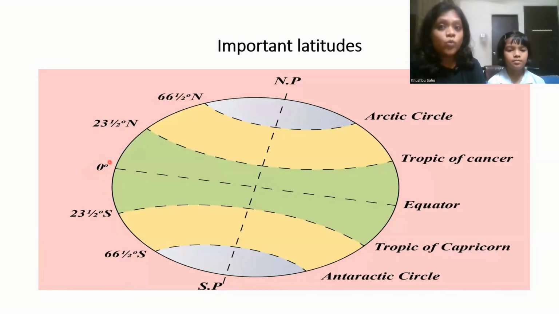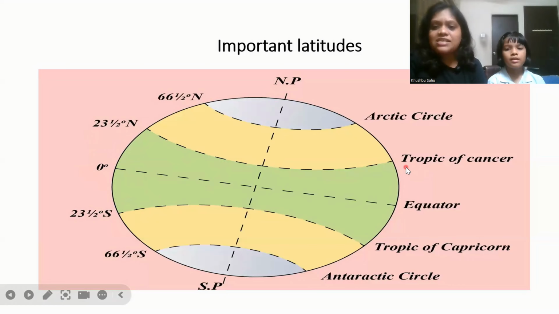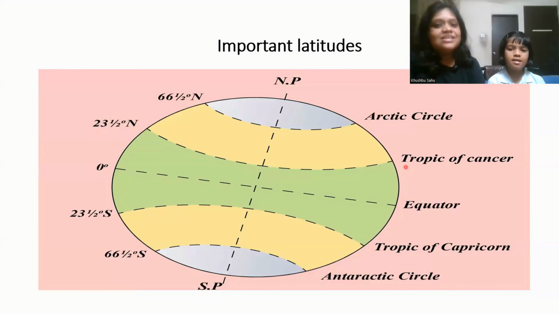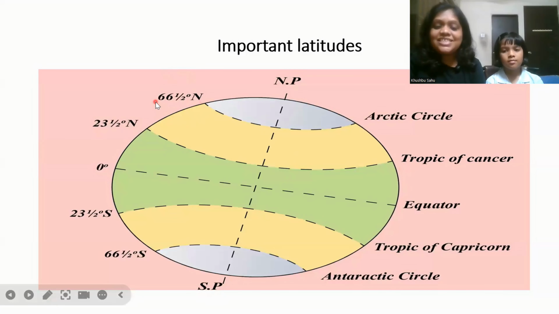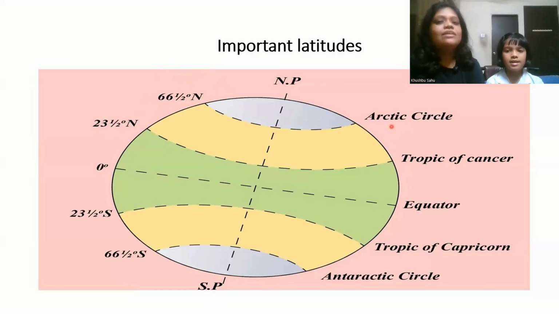Now, when we are moving towards the North Pole from the equator, then at 23.5 degree north, there is one very important latitude that is considered the Tropic of Cancer. Right. And at 66 and a half degree north, there is another important latitude that is known as the Arctic Circle.